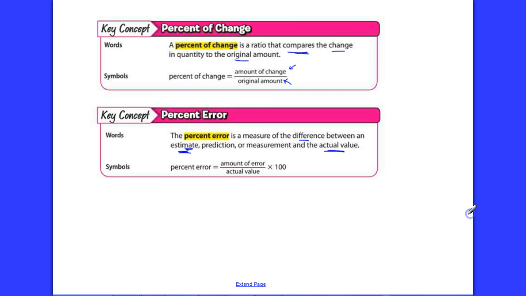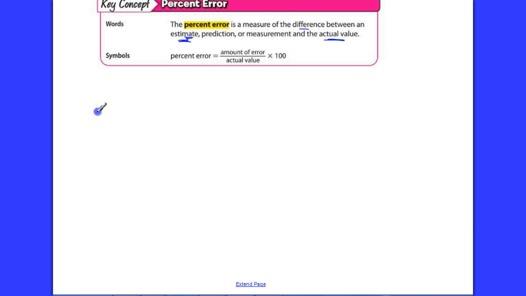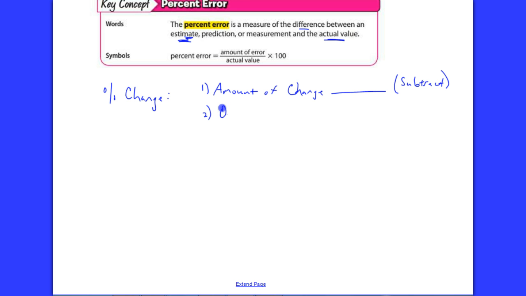But I want to add a couple of notes on your page on the front side here underneath. I'm going to try to explain it as simple as I can. To find the percent of change, you need to find two things. The first thing that you need to find is the amount of change. You have to know what that is. And usually we subtract to find that, because they would give you an original, they would give you what it was after it changed, and you would subtract those things. So usually you subtract to find that. And then the other thing that you need is the original amount.